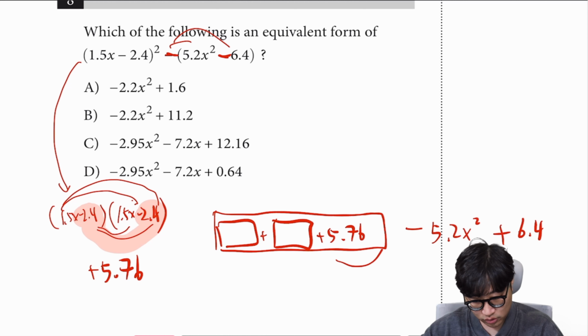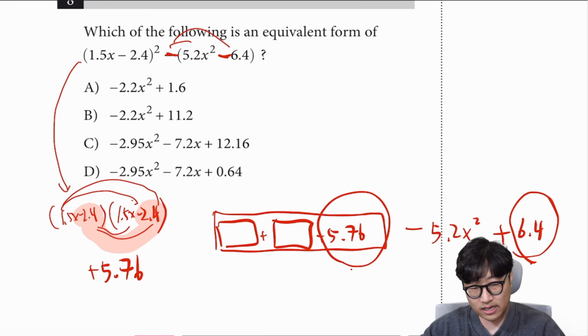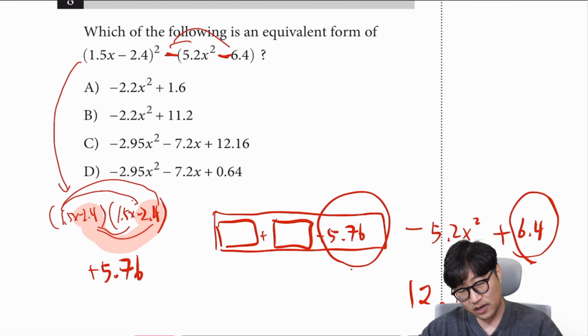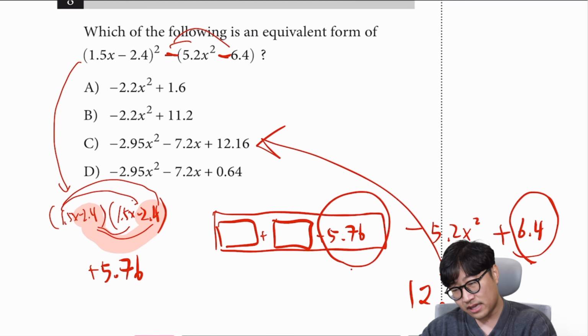So basically, you just grab that 5.76 and add the 6.4. And when you do that, it's going to be exactly 12.16. And if you look at the answer choices, only one of them has that, which is choice C.